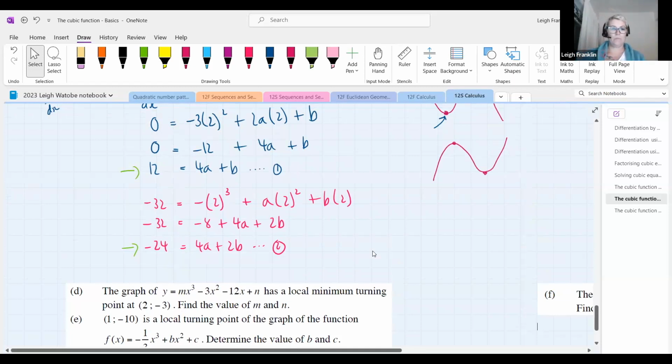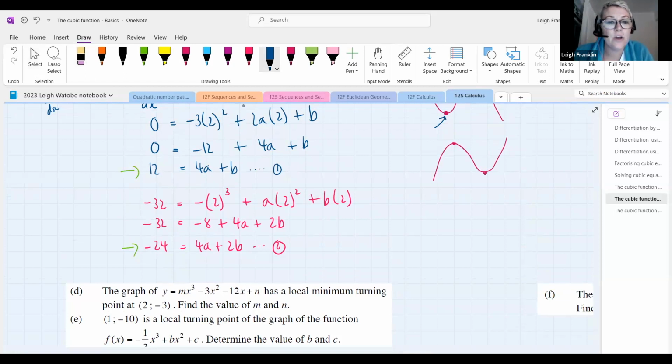Ma'am, when you're doing the elimination method, I was confused why it was negative 24 instead of just negative 24. Okay, because what I did here, Katlego, is I took my -8 over to the other side. So you see this -8 over here? Yes, ma'am. I understand why it is negative 24, but I was just confused why it was minus 24. Okay, so in other words, you've got 12 equals 4a plus b at the top, and then I've put -24 equals 4a plus 2b at the bottom.